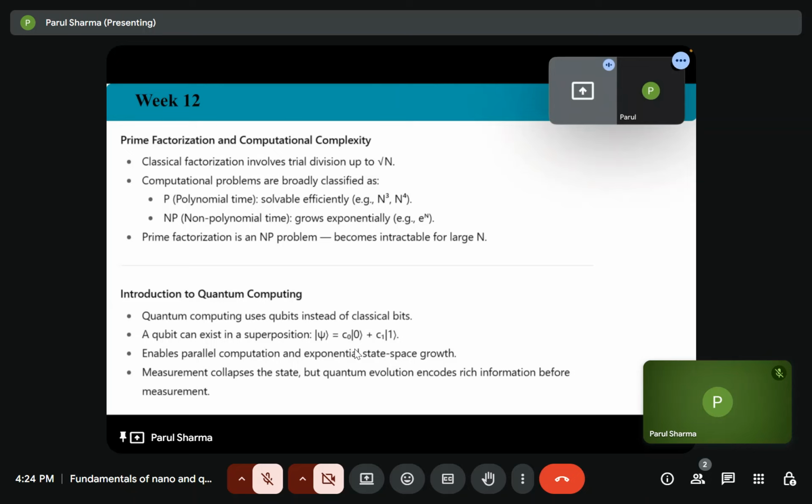Increases with n. So with weak encryption, powerful computers can decrypt the data. But there is another class of problem which is called NP.